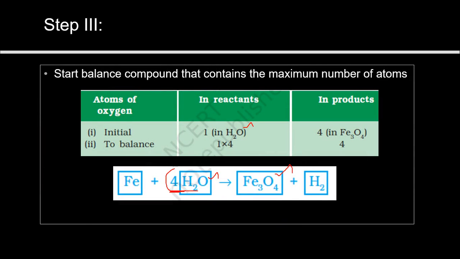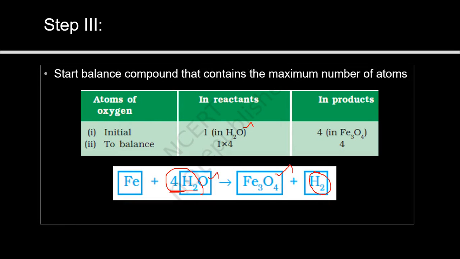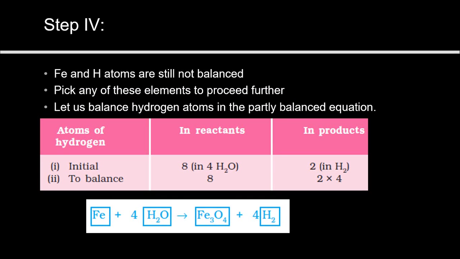When you multiply, we can get here 8 hydrogen, here only 2 hydrogen. So next step we have to balance the hydrogen. Actually this is hit and trial method. The first step, we have to give boxes, and second step, we have to list the number of atoms on both sides, reactant and products, and third step, we have to select which atom is present in maximum number, and it should be multiplied on either side, reactant or product, to equate this. Okay, and next hydrogen.